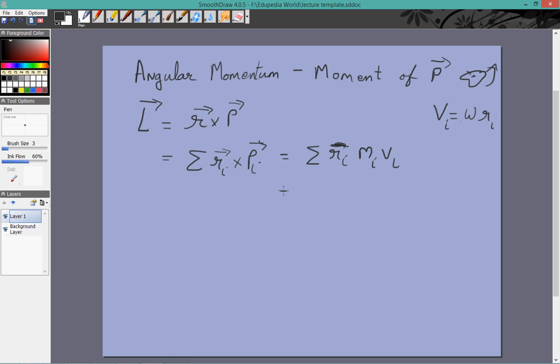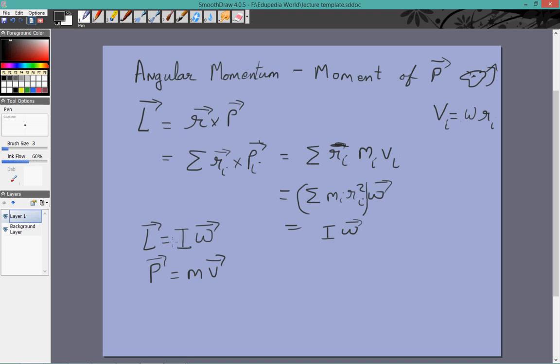So we can write it as summation mi ri squared omega, and mi ri squared can be taken out because omega is common. That gives me I omega, and now we can add the vectors like this, and this gives me the result L equals I omega, which is the analog of P equals mv. So we see that there is a clear and parallel relationship between linear and rotational motion.